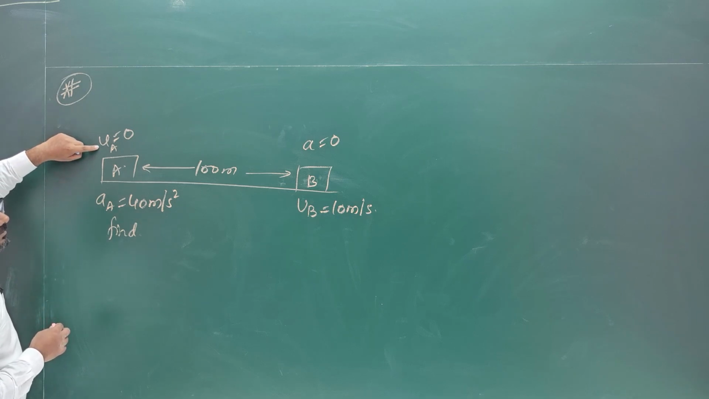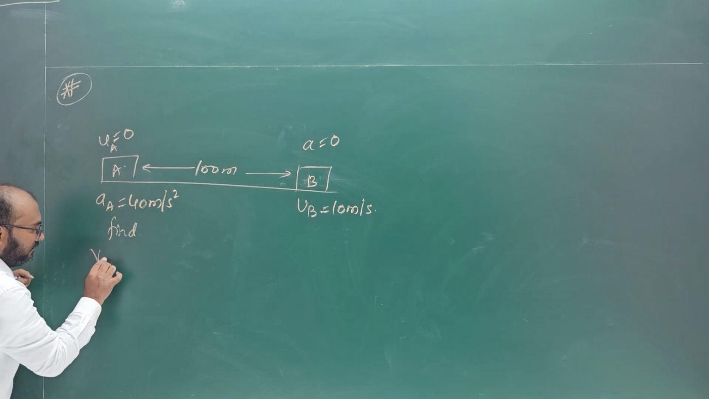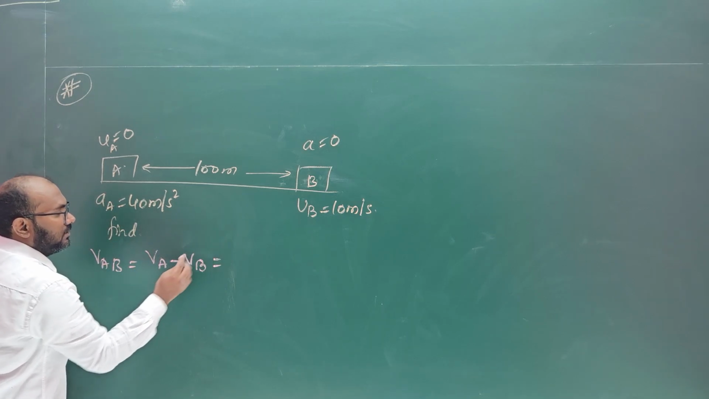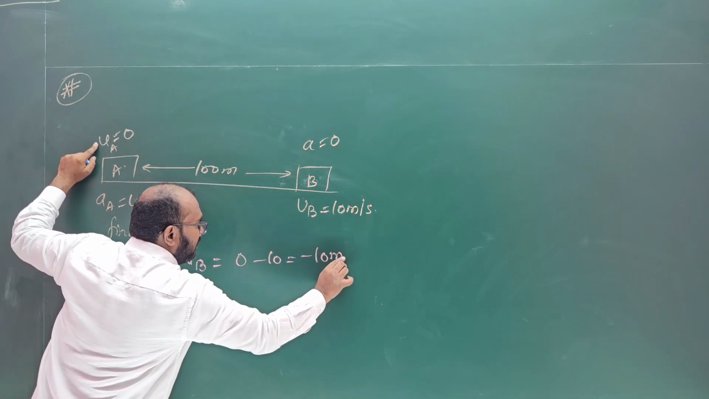What is the velocity of A? 0. What is the velocity of B? 10. Can I say VAB is nothing but VA minus VB? And if I solve this, this becomes 0 minus 10, that is minus 10 meter per second.